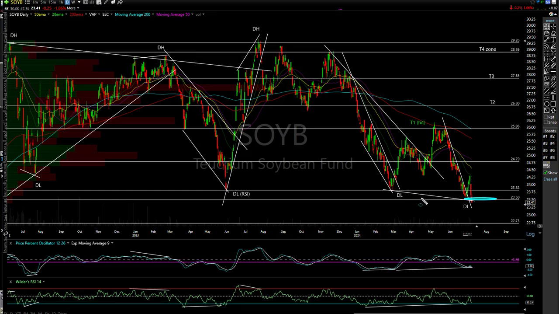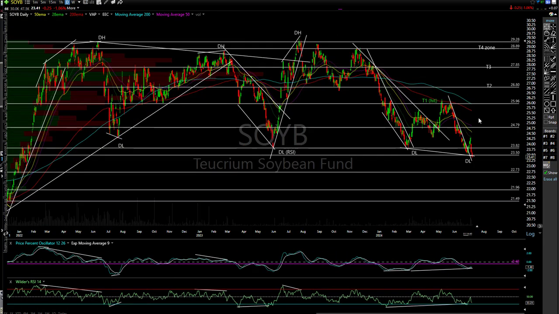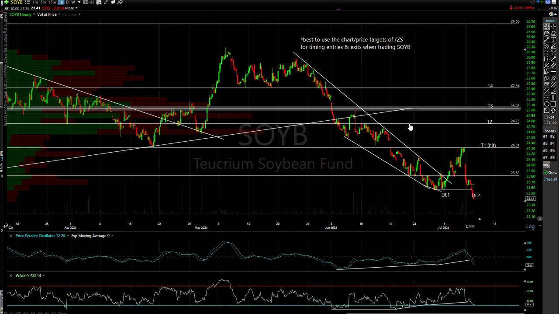Soybeans are right back at the big long-term support zone right here, right where we bought it before, and it popped up. Remember, on the 60-minute chart, we hit T1 reverse. This is just a marginal new and still divergent low. And so the outlook is the same.